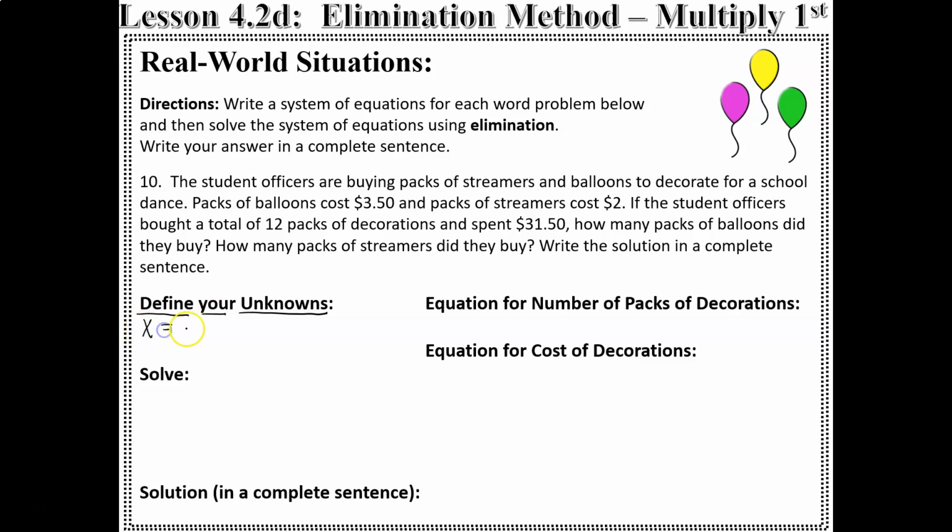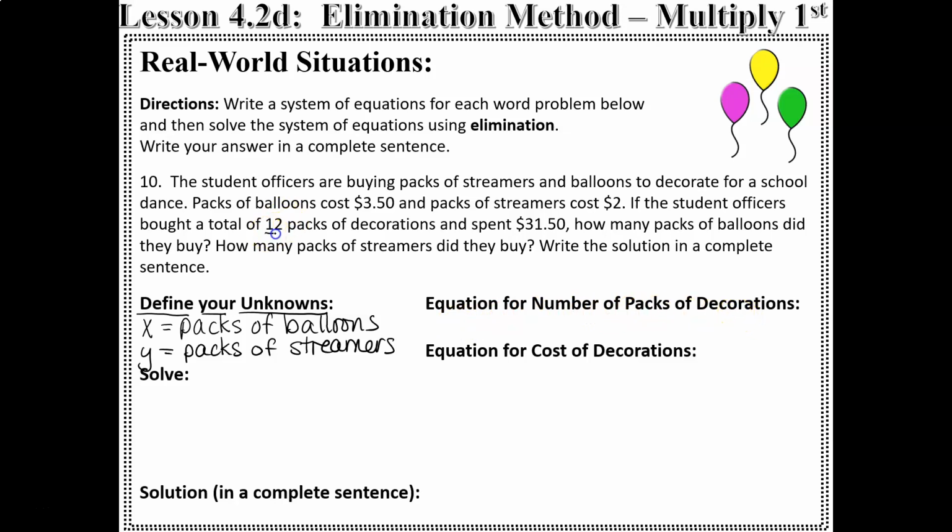I'm going to make x packs of balloons, sorry, packs of balloons. And I'm going to make y packs of streamers. If you do this, it seems to give you a direction for the problem. So we need two equations. We need one to deal with the number of packages of decorations.